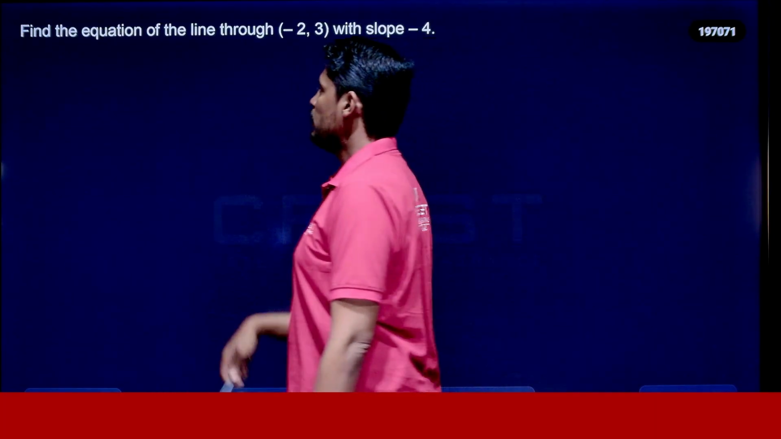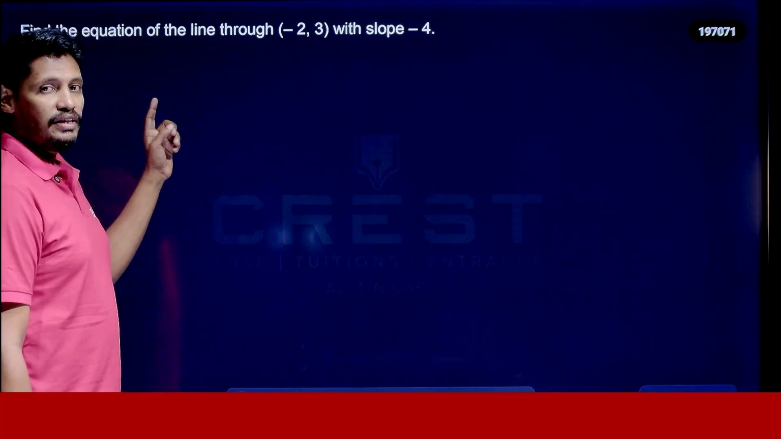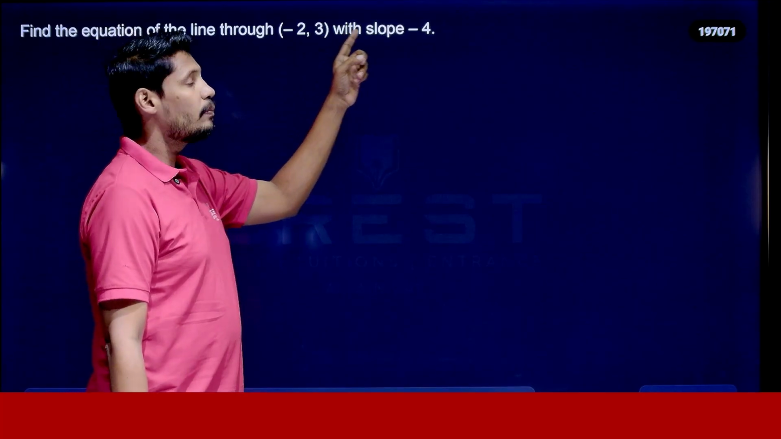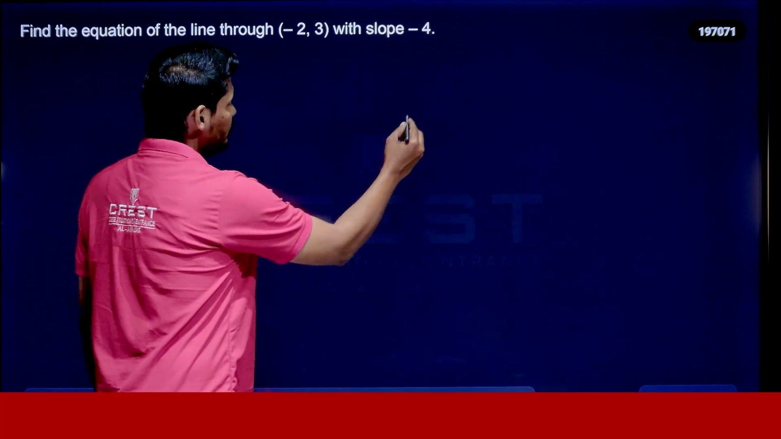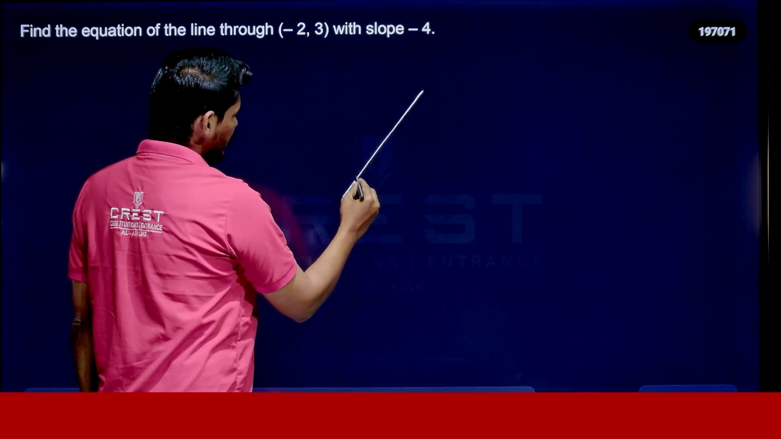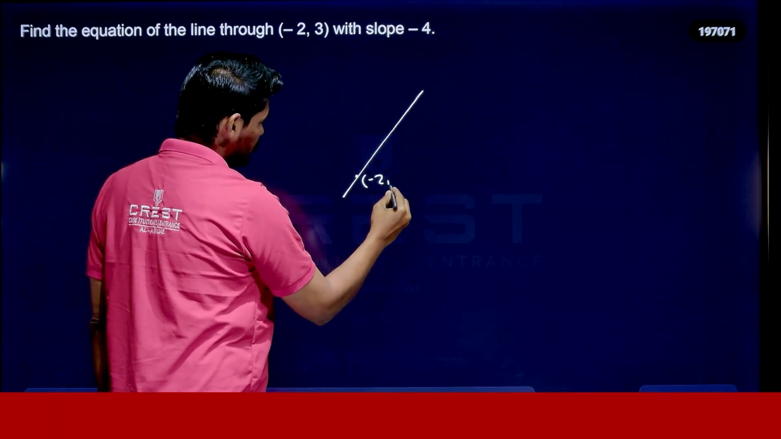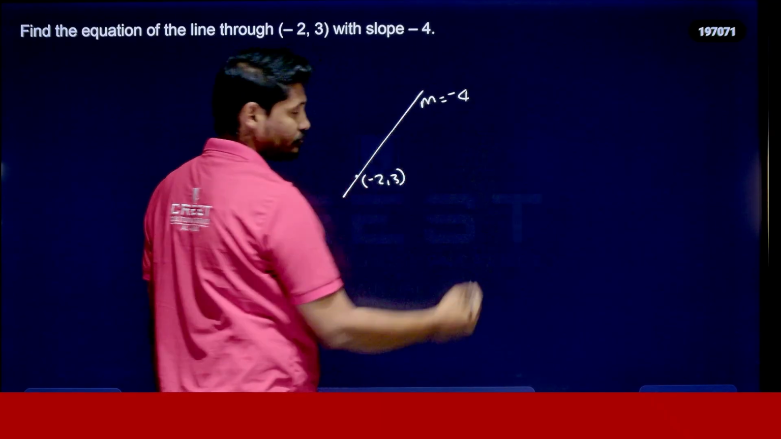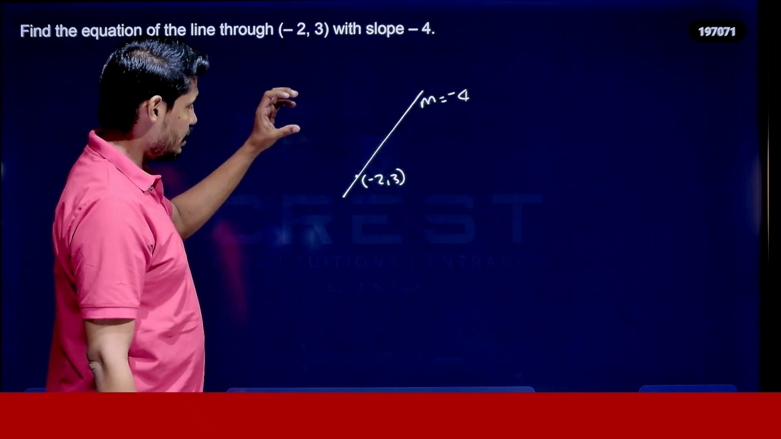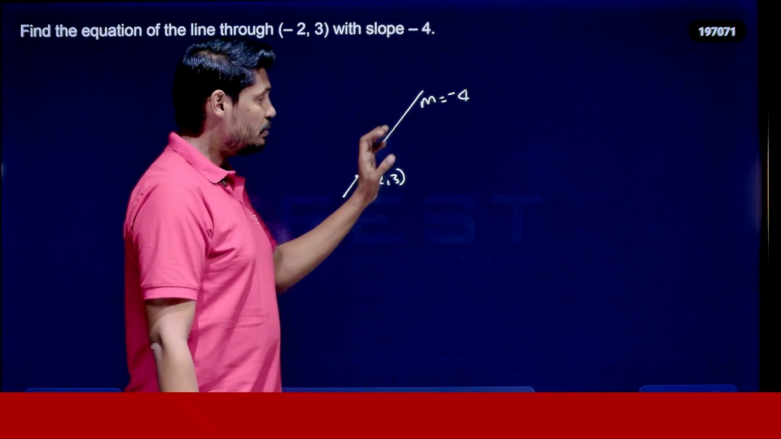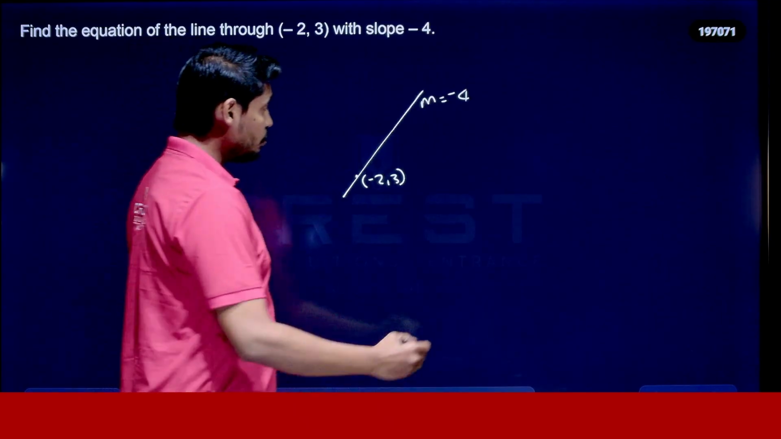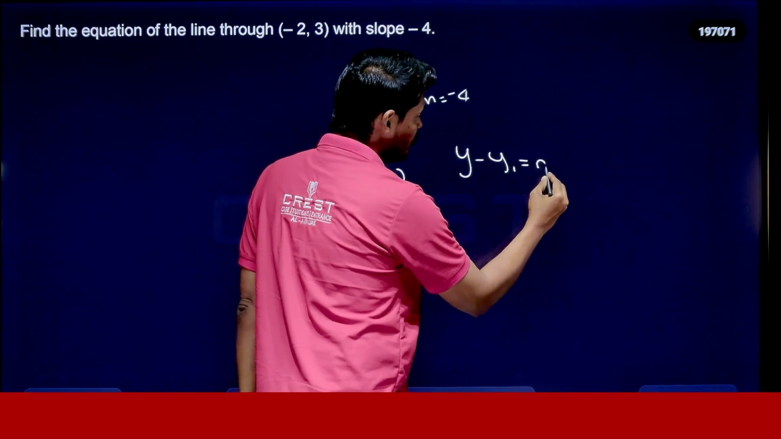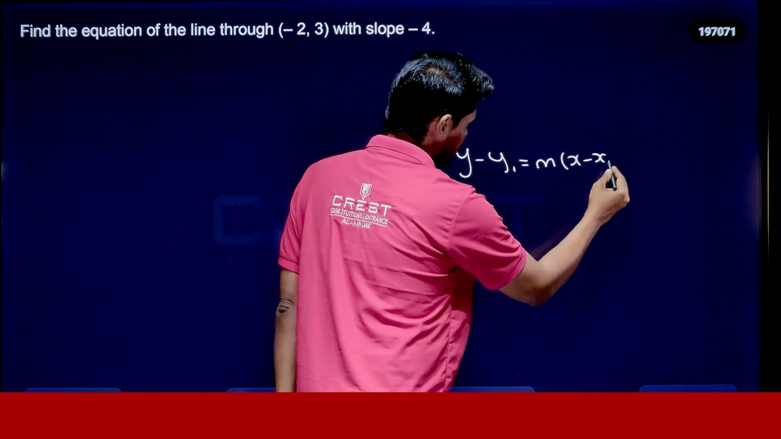Now we can move to this question. You have to find the equation of a line, a line passing through -2, 3 with slope -4. It's clear. We have a line, and on the line we have one point, that is -2 comma 3, and we have a slope m equal to -4. So two things are given. A point is given, a slope is given. So we can apply point slope form, and we know the equation of point slope form. That is y minus y1 equal to m into x minus x1.